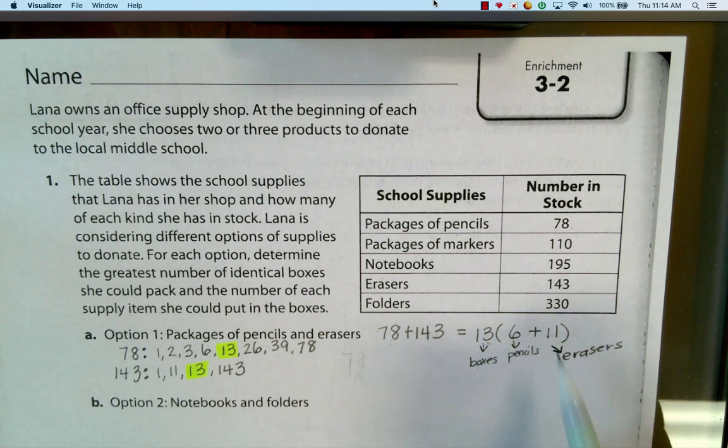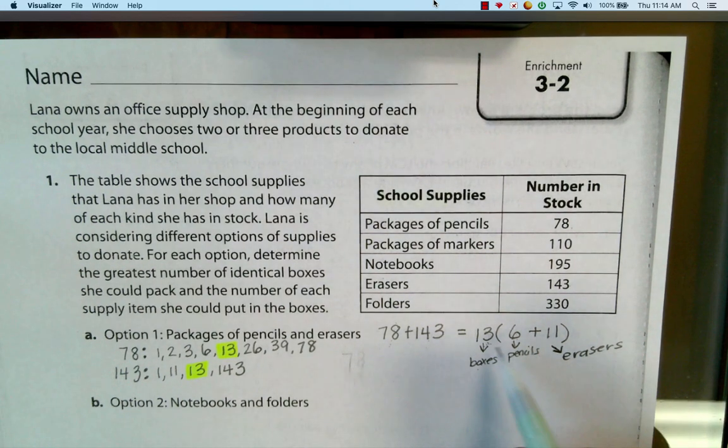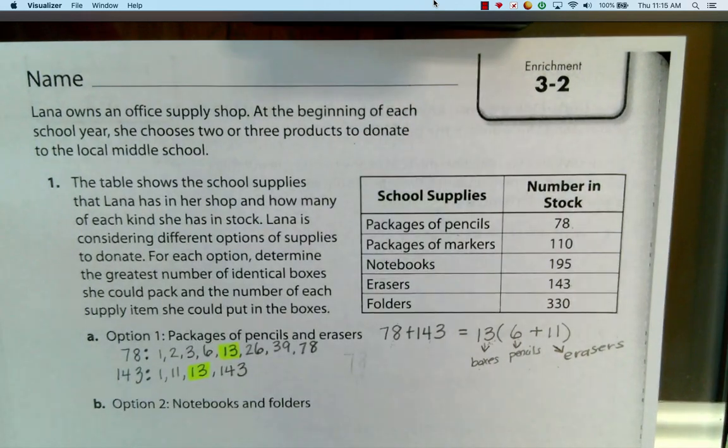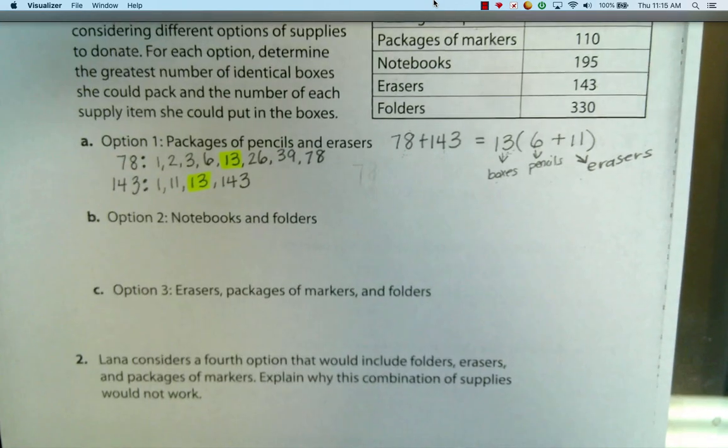Parentheses, because we're multiplying, but we're not going to be distributing. I'm just showing you what it looks like. Your whole number divided by 13 gives you, in this case, how many pencils, plus 143 erasers divided by 13 tells me 11 erasers. So each of these 13 boxes will have 6 pencils and 11 erasers, because she wants to divide them evenly, okay? So you're going to do B, notebooks and folders, on your own.